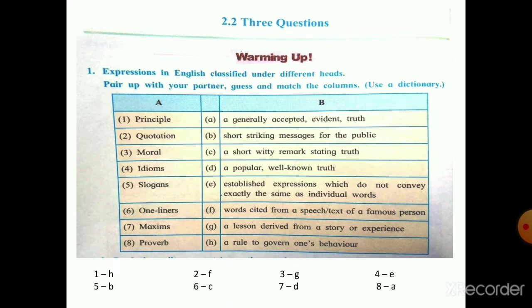Then fifth word is the slogan. Its pair is a short striking message for the public. The next word is one-liners. Its pair is a short witty remark stating truth. Next word, the maxims. Its pair is a popular well-known truth. And last one, the proverb, and its pair is a generally accepted evident truth.